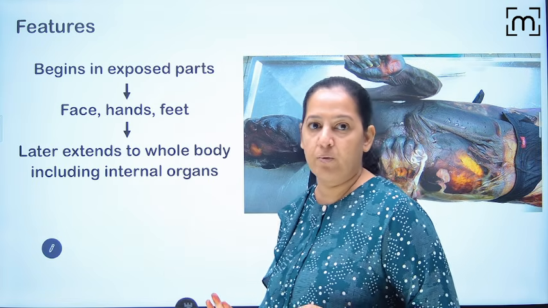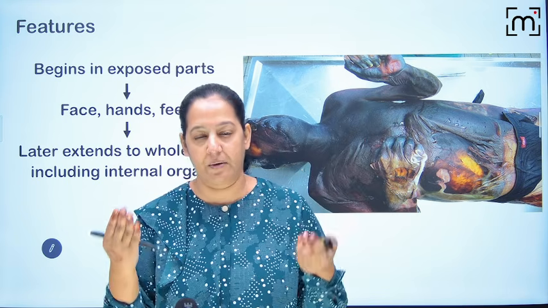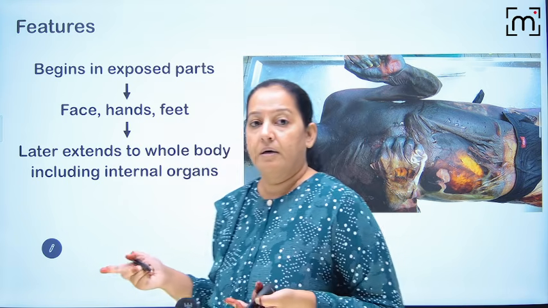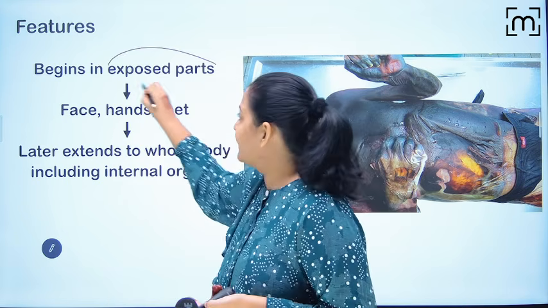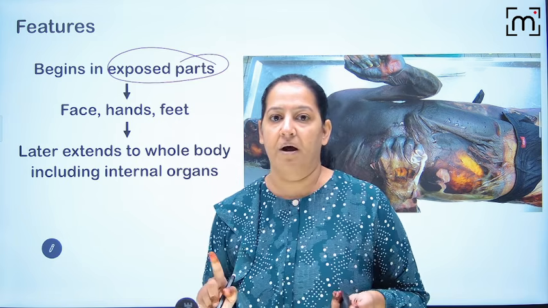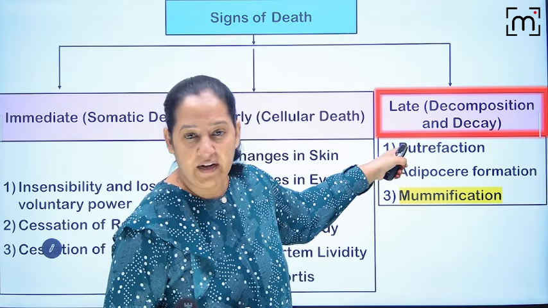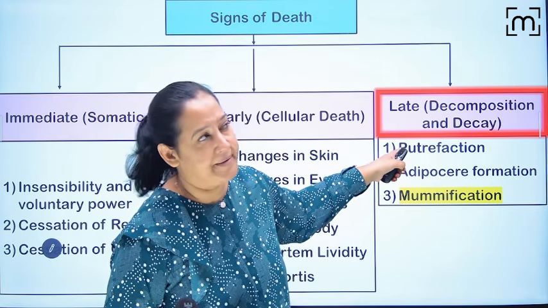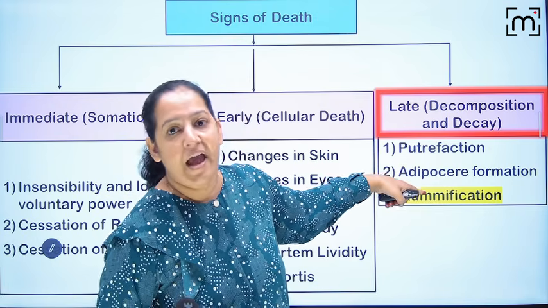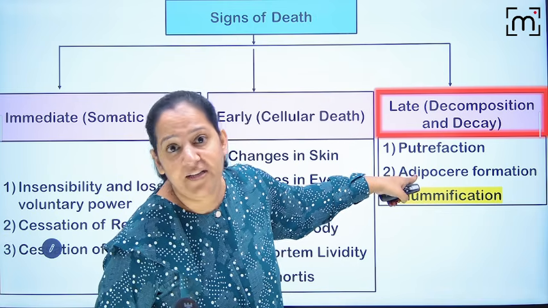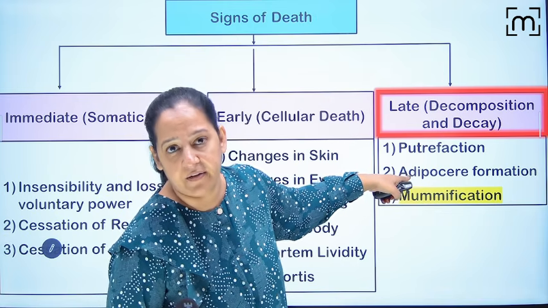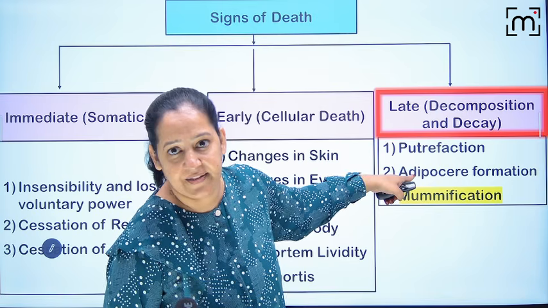I hope everyone got it. What are the features? Now enumerate the features one by one. It starts at the exposed part. I cannot tell you one part. Like for putrefaction, I told you this one starts at the right iliac fossa externally and internally, it starts in the larynx and trachea. Adipocere, I told you, starts in the subcutaneous tissue of the face, cheek, buttock, thigh, breast, wherever fat is there.